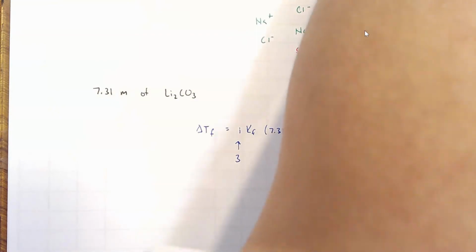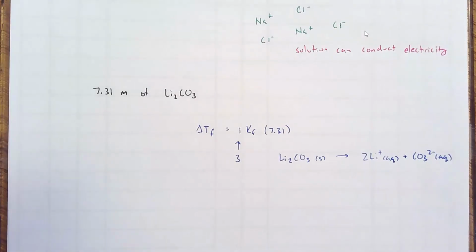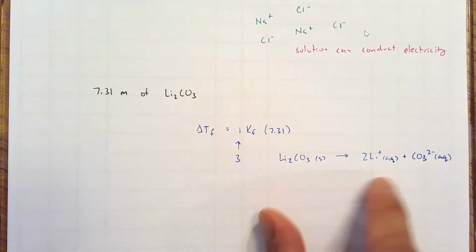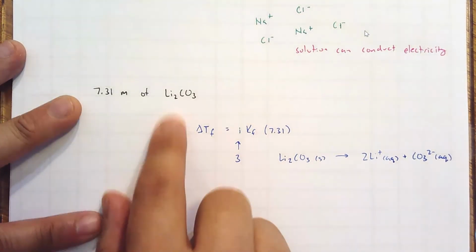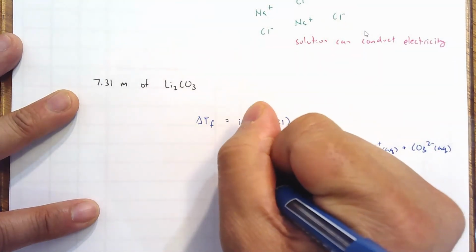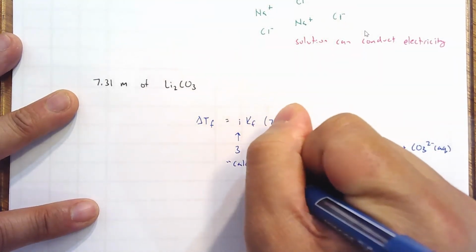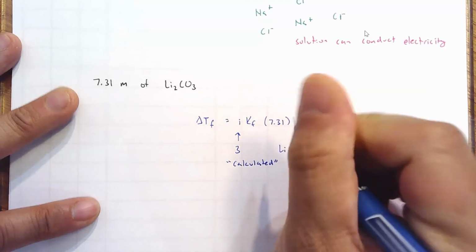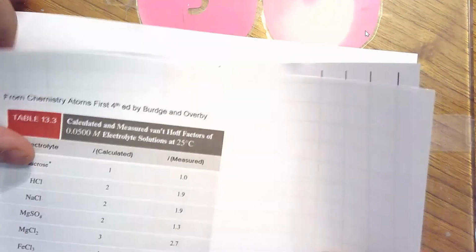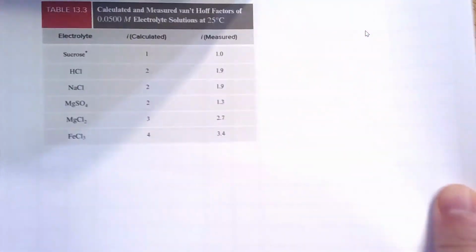Finally, it's not as easy as actually counting the number of ions per molecule of the salt. Like I said before, this is calculated, just literally counting. But there's experimental as well. You tell me the trend that you see when we look at calculated Van Hoff and measured Van Hoff.